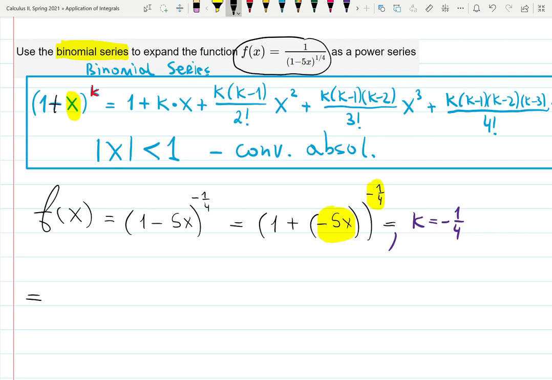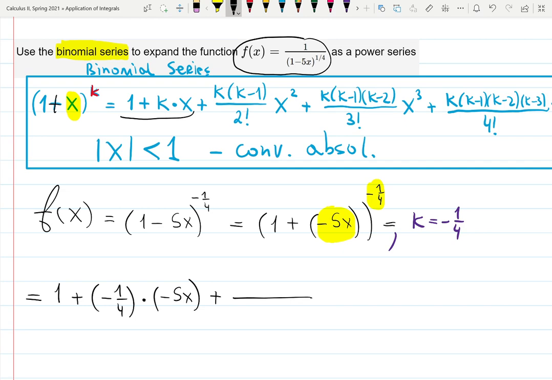So you see, you don't need to find any derivatives. Everything is already given. So from this point of view, it's kind of easier than other examples. You just need to know the formula or at least know how to find and how to use it. First 1, then plus k. k is negative 1/4. Not 1/4, negative quarter. Times x, but x is my input, so keep saying it out loud. Input is minus 5x. That's the first 2 terms already done.